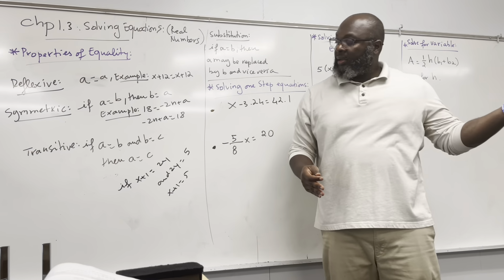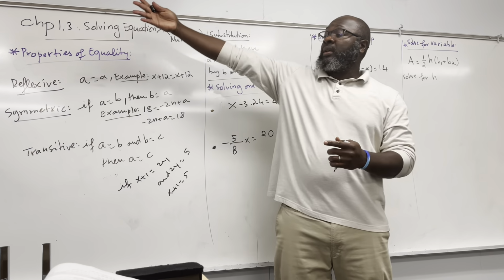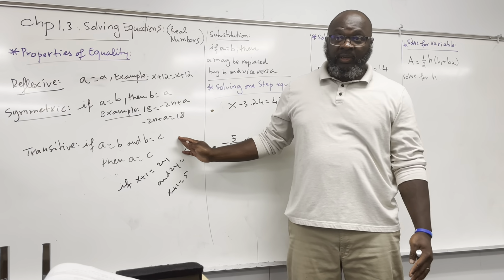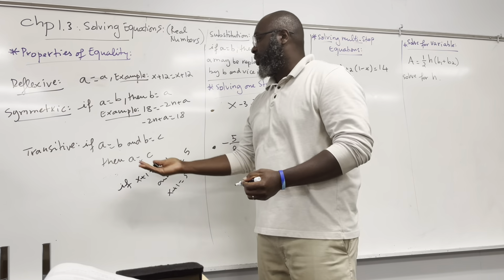So if one is equal to the other and the other is equal to another thing, then that primary can also be equal to the tertiary, the third one. So that's just called the transitive.